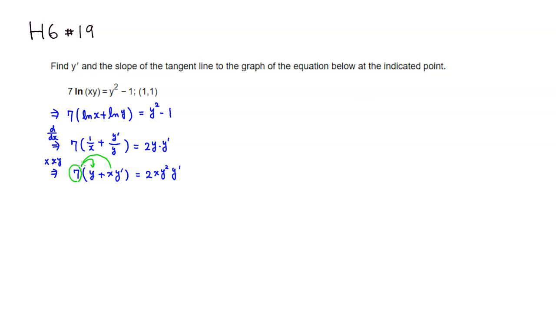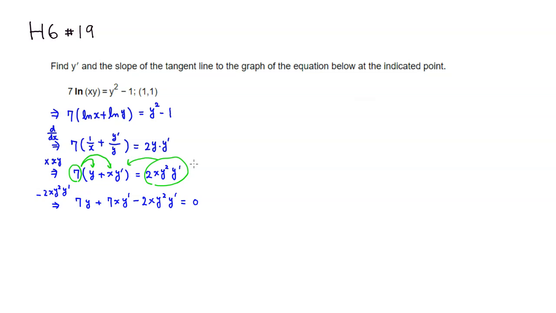to each term. We get 7y plus 7x y prime. And also I'm going to move this term over to this side. So I'm going to subtract 2xy squared y prime. So you have a minus 2xy squared y prime is equal to 0.